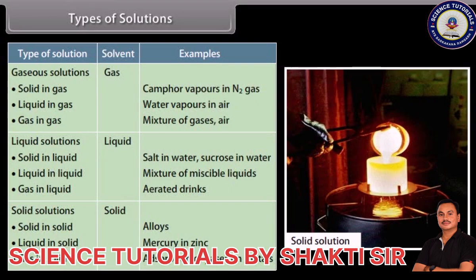In solid solutions, solid is the solvent. They are categorized as follows: solid in solid, for example, alloys. Liquid in solid, for example, mercury in zinc. Gas in solid, for example, adsorption of gases on metals.